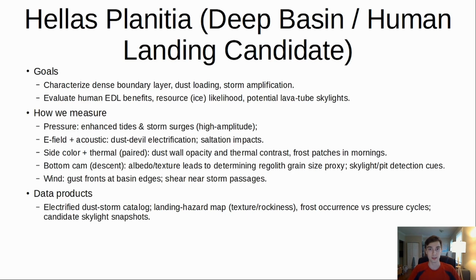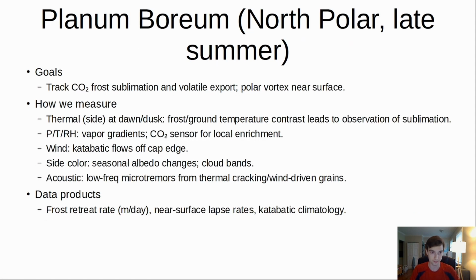Hellas Planitia. Wow, did not say that right. So it's just a deep basin, and I think it is the best chance for a human landing candidate. It is a large basin. It has some of the thickest atmosphere on Mars. It could have ice. It's arguable based on some of the papers. But also you have latitude, and that would reduce our radiation environment on Mars. So very useful. And we'll be determining a lot of these things based on our sensors.